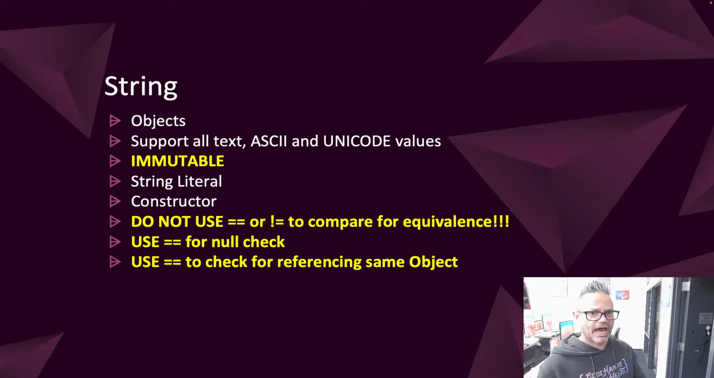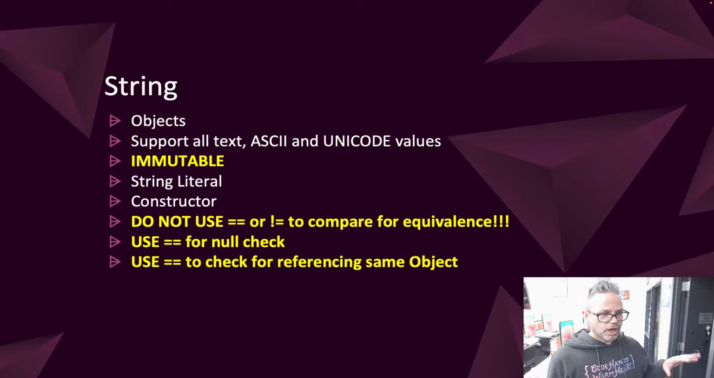Strings, one of the key things we have to know is string is immutable. You can't change a string. The only way to change a string is to reassign a new value into it. You can also assign a string with a string literal. So String myString equals quote unquote whatever, okay? Or I can say String equals new String and pass inside the parens the string value I want. Those are both ways to create string objects.